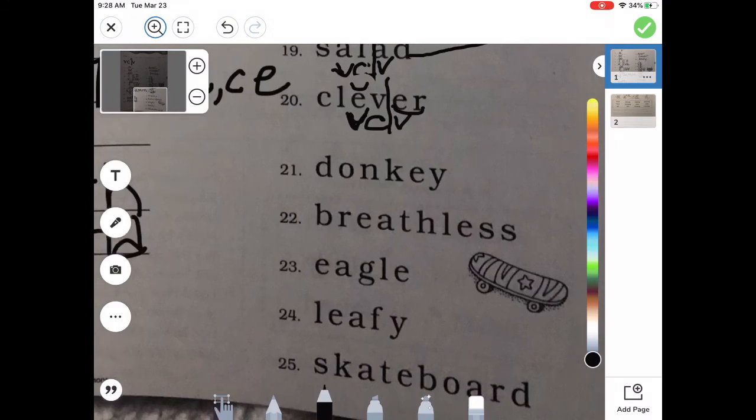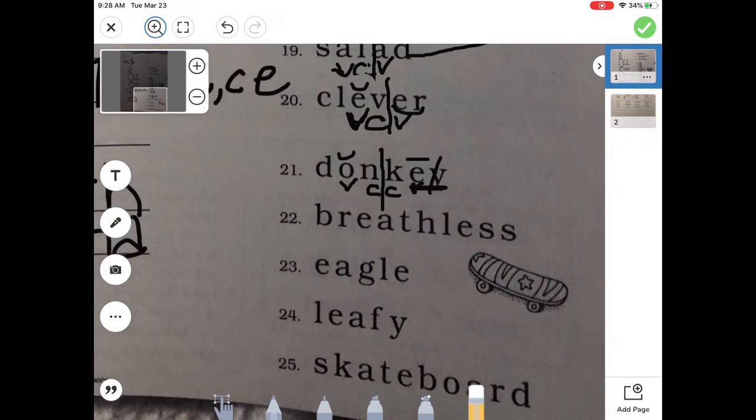All right, what do you see that I need to code? I have an O and an E with two consonants between it, so I can break it apart between those consonants. I got a vowel in front of a consonant, so it should be short. And then I've got that EY that I know is going to go together and make a long E, silent Y. So, don, key, donkey. Very good.